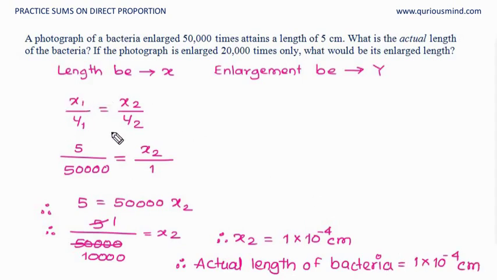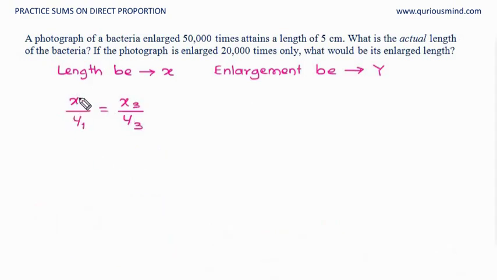So what we have done, we have used the proportion method and we have just assumed length as X, enlargement as Y. It doesn't matter, you can interchange also. Let's now find the second one. Now for the second one, we will use the same relation. X1 upon Y1 is X3 upon Y3. Now X is length. X1 was 5 centimeters.